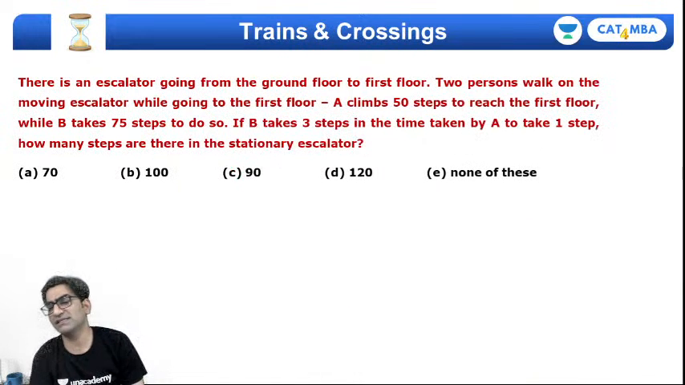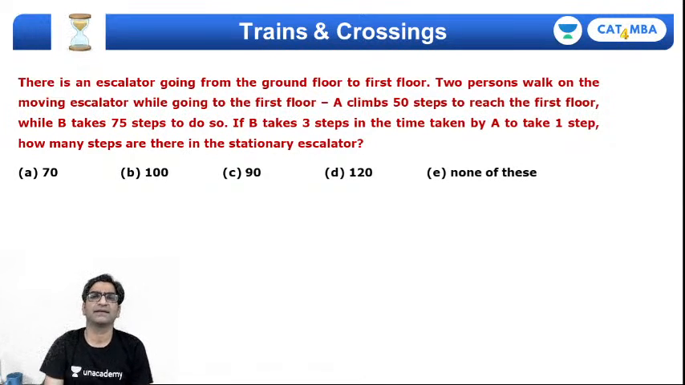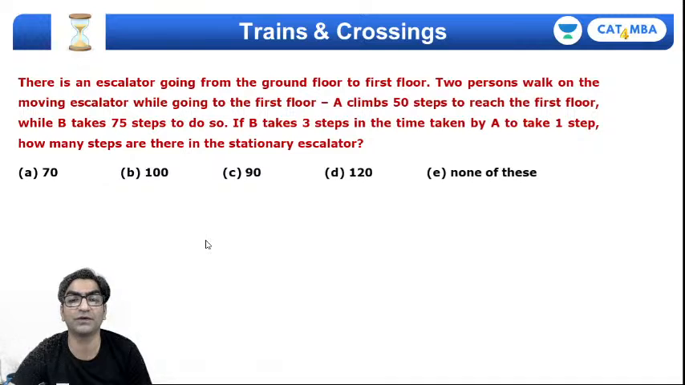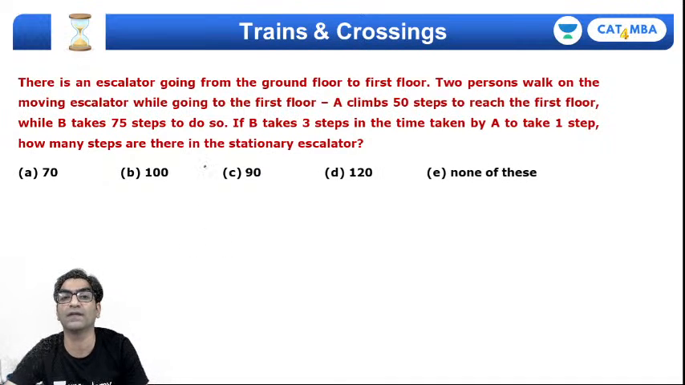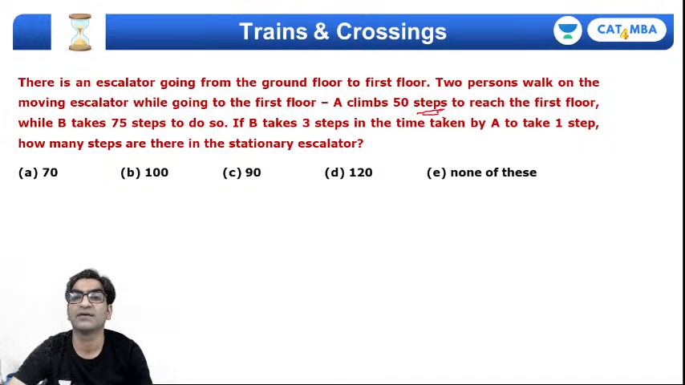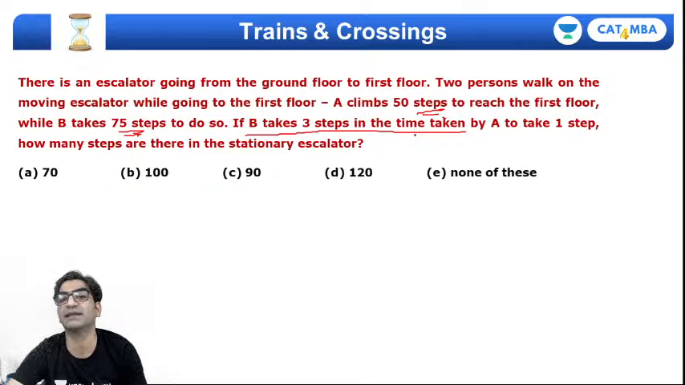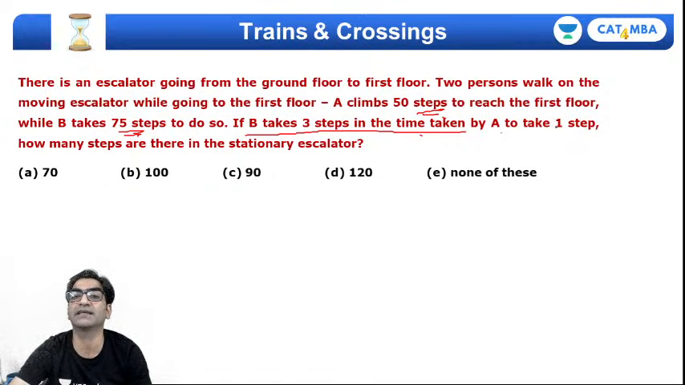right. एक आखिरी क्वेश्चन है एस्केलेटर का, which can be quite tricky, right. Escalator goes from ground floor to first floor. 2 people go on the moving escalator. A climbs 50 seconds to reach the first floor. B takes 75 steps, right. But ये important information है. B takes 3 steps in the time taken by A to take 1 step.